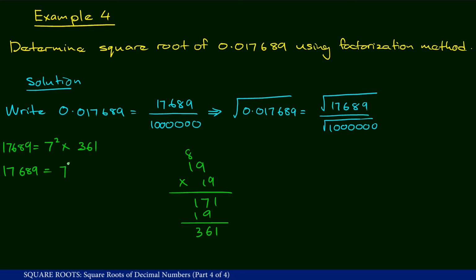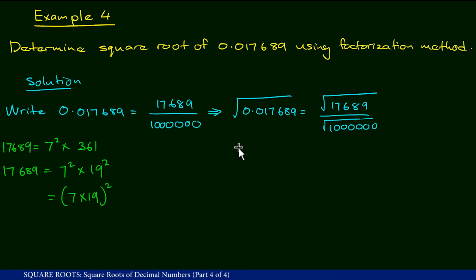17,689 is 7 squared times 19 squared. That means it is 7 times 19, squared. So what is 7 times 19? This is 63, and 13, so 133. So that is the result, 133 squared. Okay, let's get back to this calculation. So the square root of 0.017689 is equal to 133 over 1000.